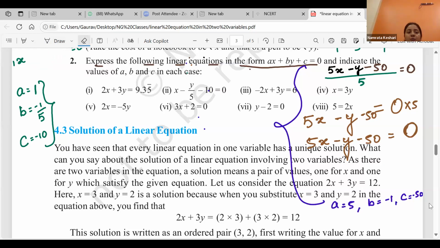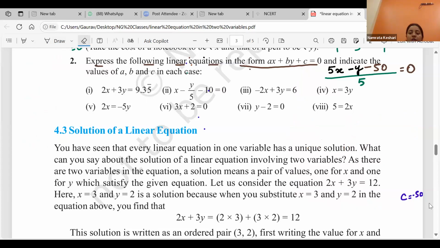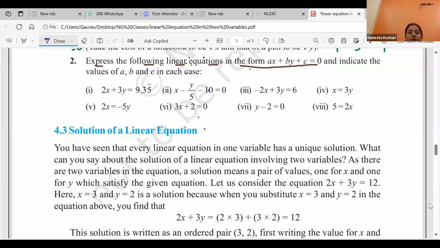We have to express each and every equation in the standard form of linear equation in two variables, and we have to write what is a, what is b, what is c. A is the coefficient of x, b is the coefficient of y, and c is the constant term. To identify the constant term, you need to check a number which is not multiplied with any variable, that is your c.